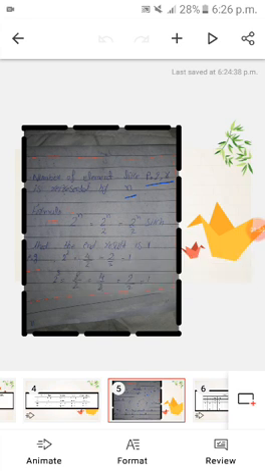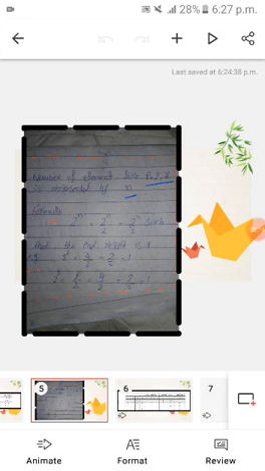For example, if n is 2, then 2 power 2 is 4. Divide 4 by 2, the result is 2. Again divide by 2, the result is 1. Similarly, 2 power 3 is 8, divide it by 2, result is 4. Again divide it by 2, result is 2. Again divide it by 2, the result finally is 1.